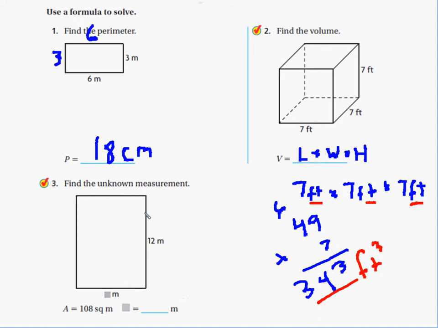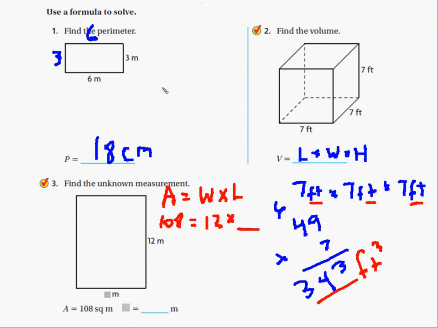Okay, so here we have find the unknown measurement. Another one of those mystery problems. So it gives us the area, and it gives us one of the dimensions. So if we have a problem like this, I would just start with the formula and fill in what you know. Width times length. And I know that the area is 108 square meters. Width is 12 meters. And length is, I don't know.